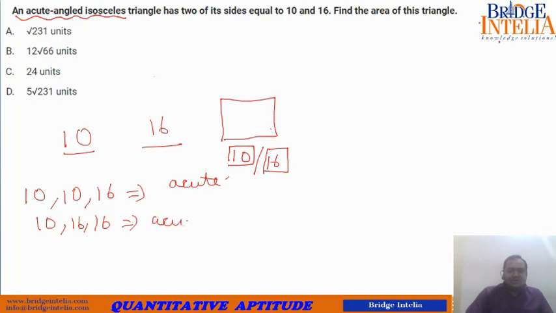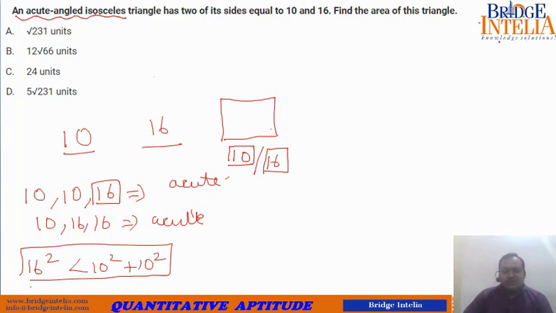Let's verify this first. Take the greatest side, so 16 squared. Is this valid? So this does not seem to be valid. So this cannot be the sides of the triangle. 10, 10, 16 cannot be the sides of the triangle.